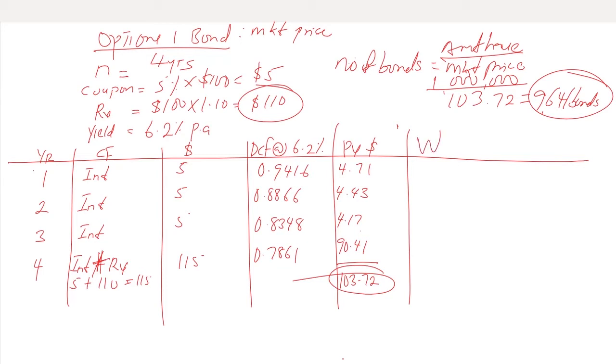So I'll bring in weight here. Now you don't necessarily have to bring weight here. You could use the year, but just to make it easy, I'll bring in weight here. Weight 1, weight 2, weight 3, weight 4. So the weight corresponds with the year. Year 1 is weight 1, year 2 is weight 2, and like that. Now I'll get my weighted PV. How do we compute weighted PV? Weighted PV is your PV times the weight. So 4.71 times 1 will be 4.71. 4.43 times 2 will be 8.86. 4.17 times 3 will be 12.51. And let's punch for the 4th one.